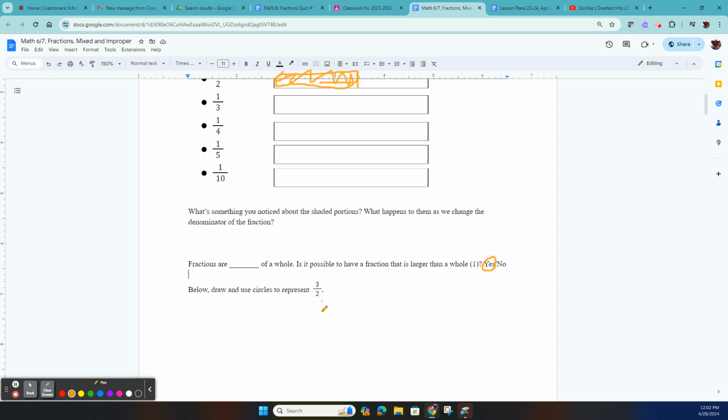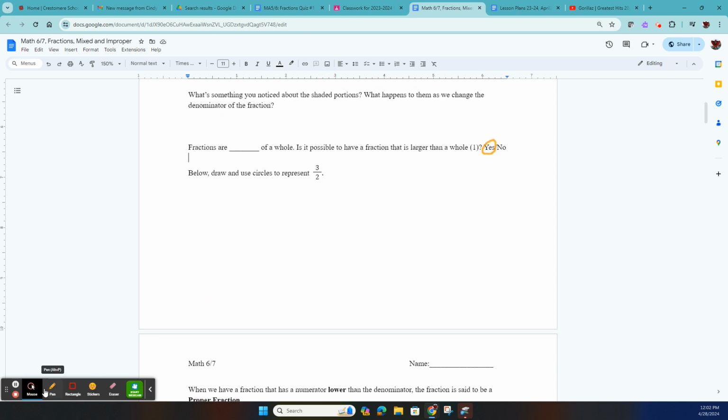And we're going to prove it right now because it says below, draw and use circles to represent 3/2. Well, if I draw one circle here, and my denominator is telling me I've got to split it into 2 parts. Okay, cool. Okay, there it is. Denominator told me to split it into 2. I've got 2. Okay, I need to shade in 3. Okay, well, I'll shade in 1 for sure. 1. Okay, 1/2. 2/2. Well, what the heck? What do I do with the third part?